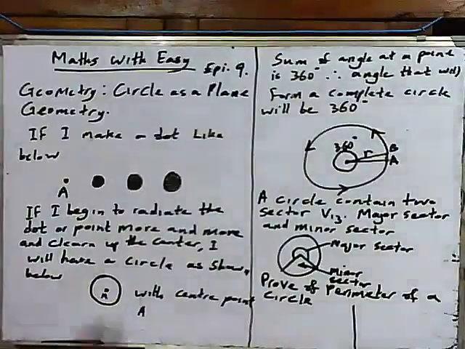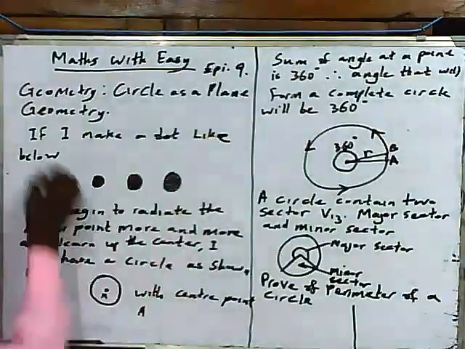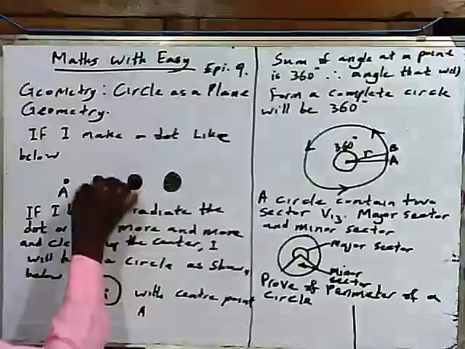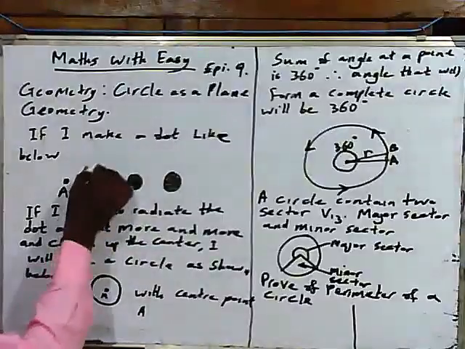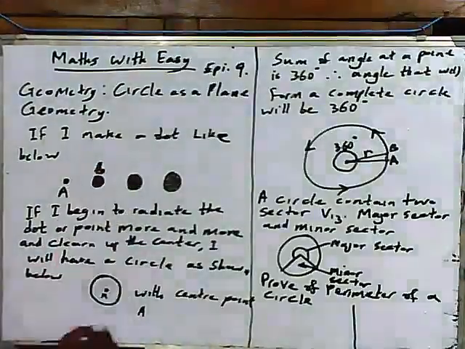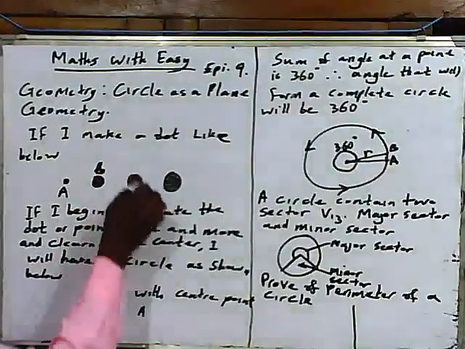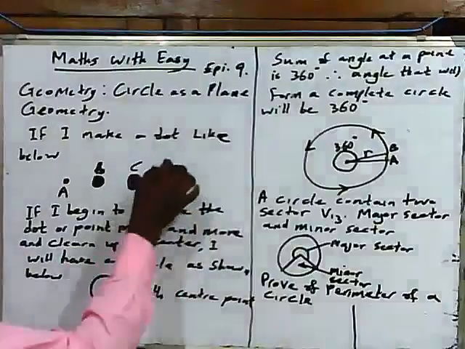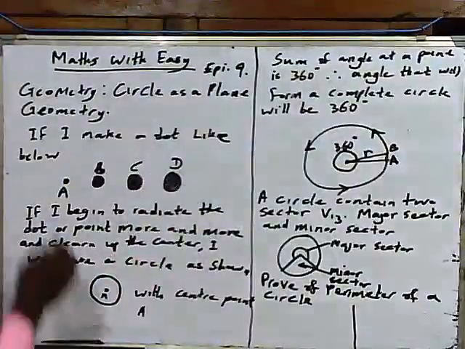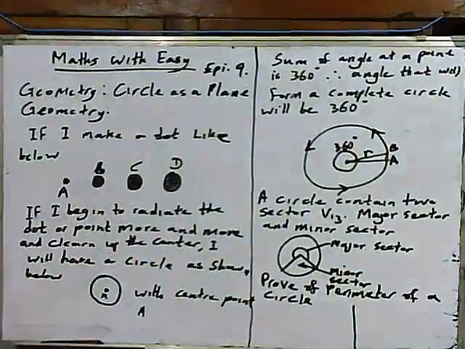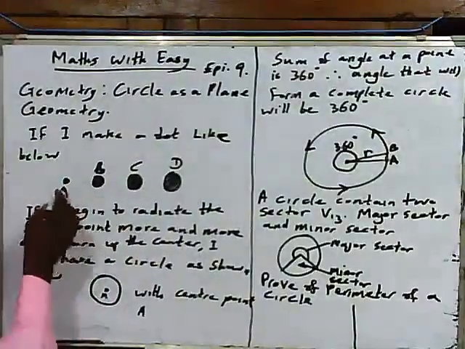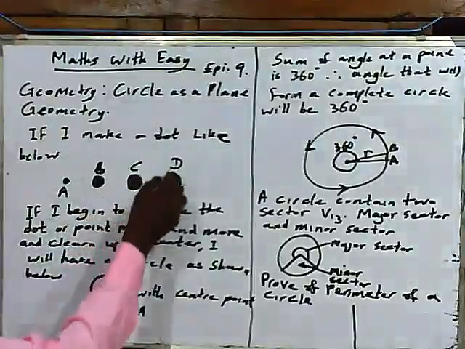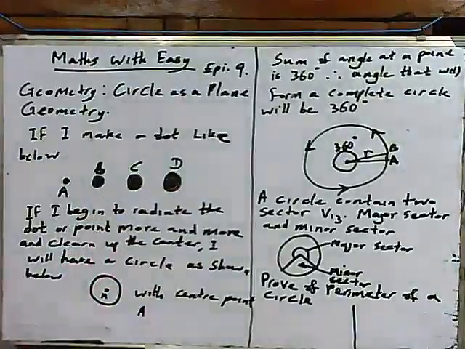If I make a dot like below, this is a dot. I begin to increase that dot. I will have another one like this, B. If I increase it more, I will have C. If I increase that same dot, I will have D. So I'm still talking about the dot. What differentiates dot A from dot B from dot C from dot D is the thickness of that dot.